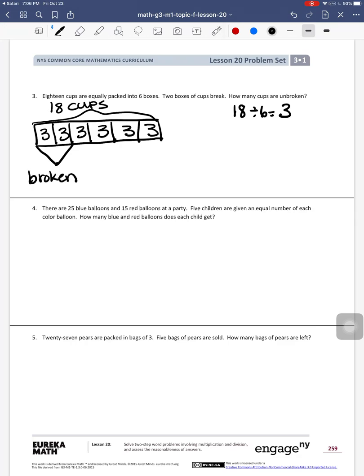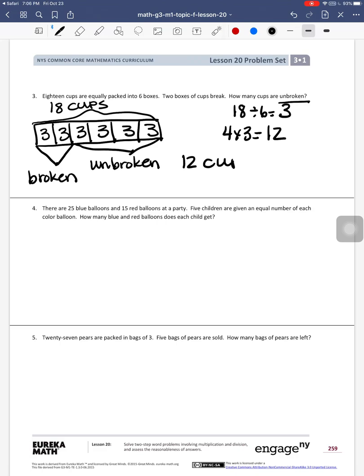And the rest of these boxes are unbroken. So now we have, how many boxes are unbroken? Let's count. Oops, sorry. We have 1, 2, 3, 4. We have 4 boxes unbroken. 4 boxes of 3, and that equals 12, because it wants to know how many cups are unbroken. So 12 cups are unbroken.